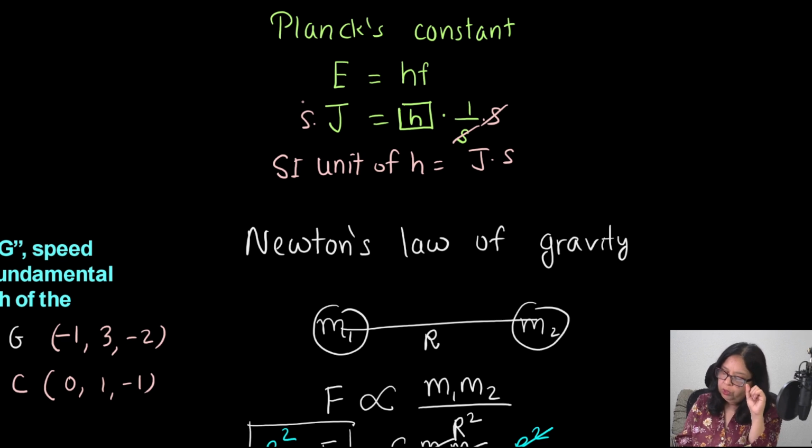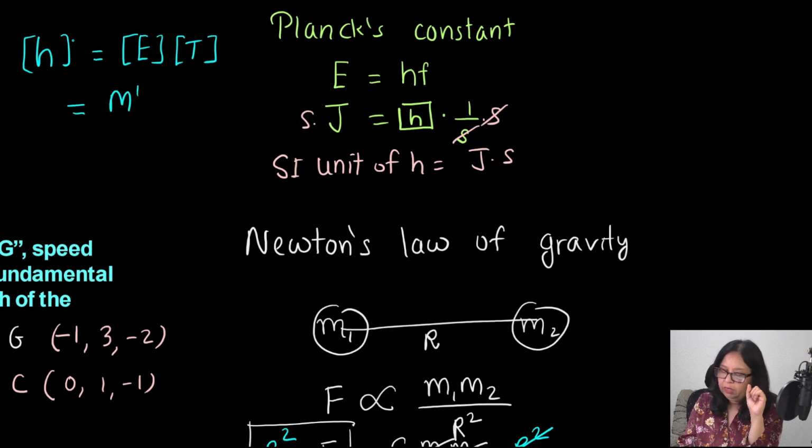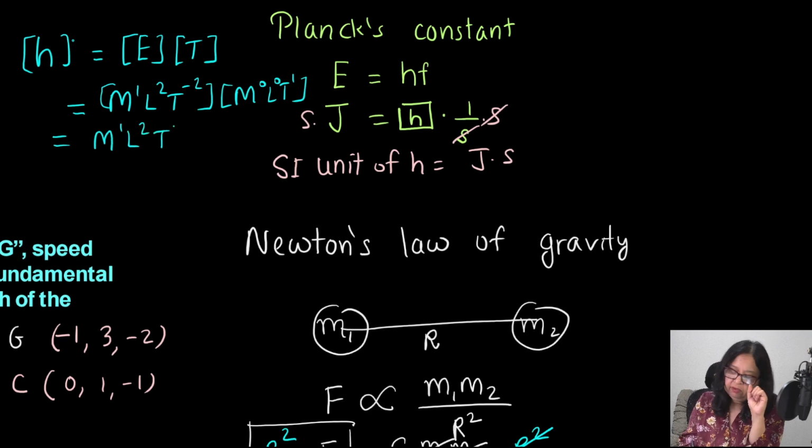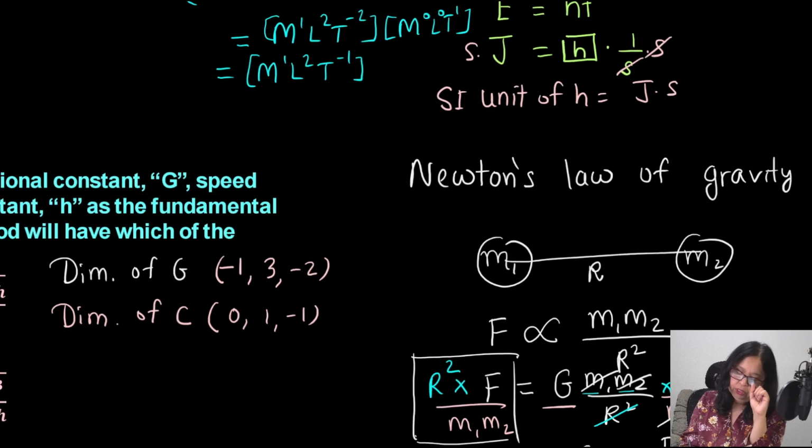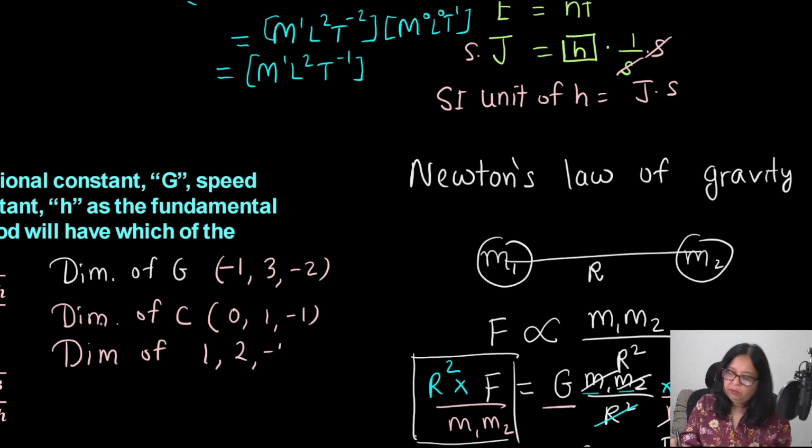Now, talking about the dimensional formula for H, let's figure it out. We know it's going to be energy times time. Energy is m1 L2 T minus 2, and time is m0 L0 T1. This gives us m1 L2 T minus 1. So 1, 2, minus 1. Dimensions of H. 1, 2, minus 1. Alrighty.